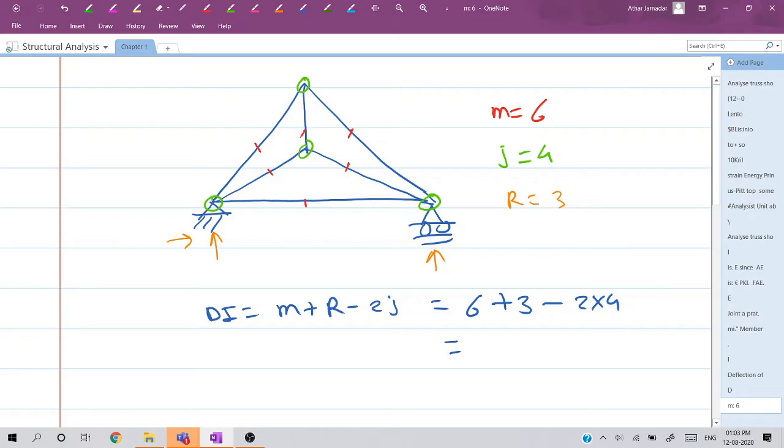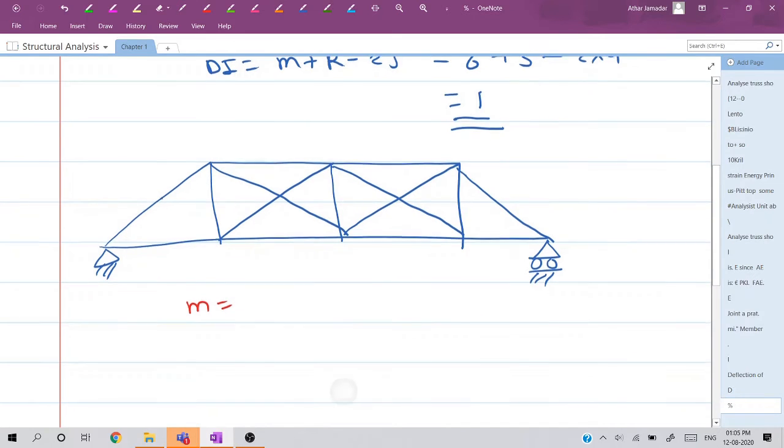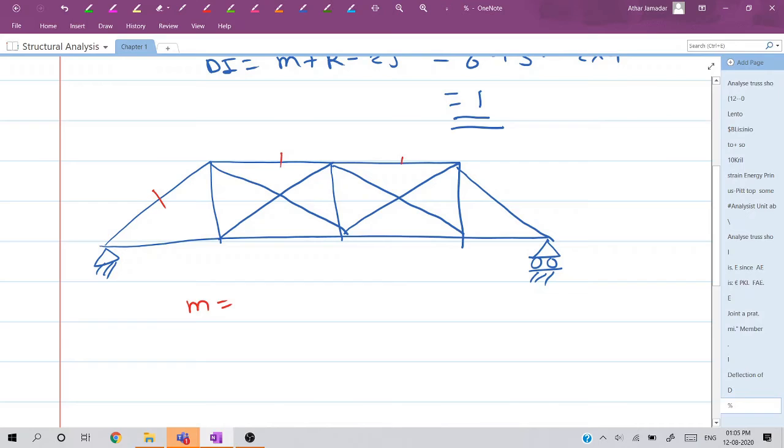So this will be 9 minus 8, that is 1. So this truss is indeterminate to first degree. Okay, so m, first of all we will calculate m. So 1, 2, 3, 4, 5, 6, 7, 8, 9, 10, 11, 12, 13, 14 and 15. So m is equal to 15.